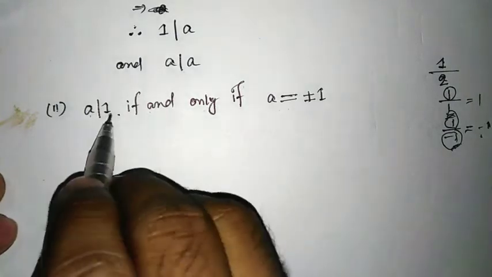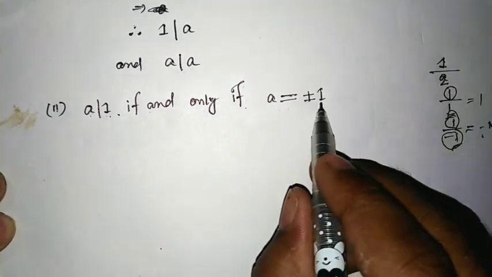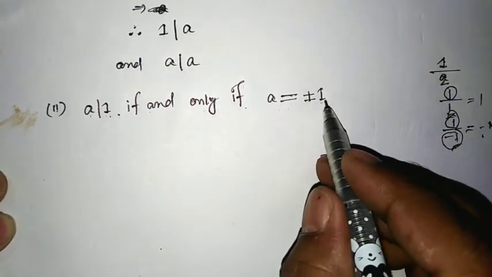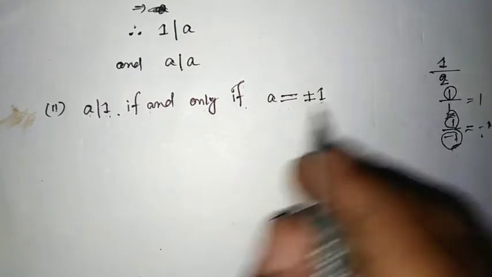So we have to prove that a will divide 1 if and only if a is equal to plus minus 1. That means a can take the values plus 1 or minus 1. So let's start it.